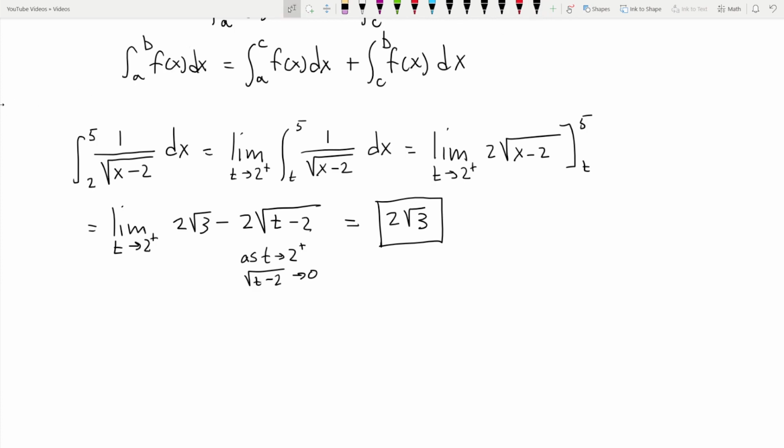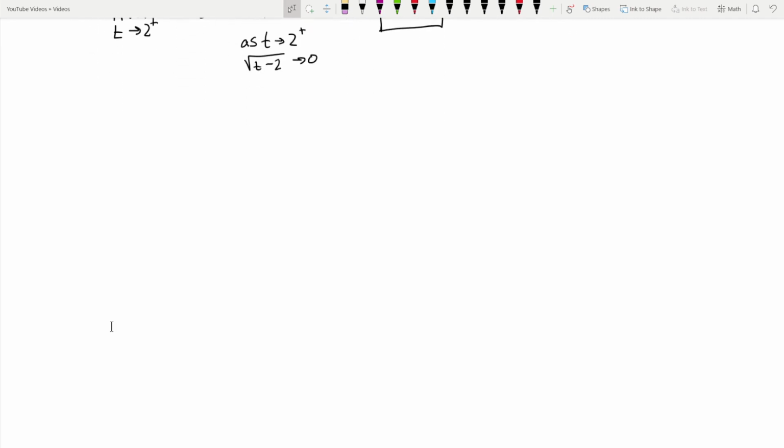Let's take a look at another one. Let's do the antiderivative from 0 to pi over 2 of secant of x dx. Now secant of x has an asymptote at pi over 2. You could graph it, or you could just look at the cosine, which is 0 at pi over 2. Secant is 1 over cosine, so if the cosine is 0, then the secant is undefined, or has an asymptote at pi over 2.